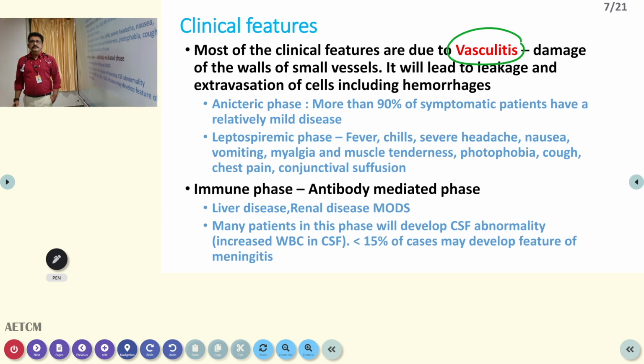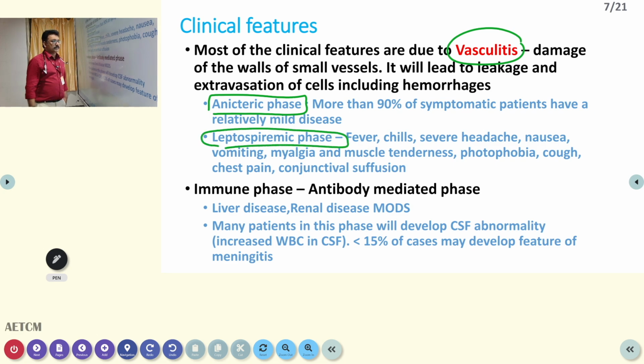So here also you can see there are two phases. Anicteric phase, that means there is no jaundice. That is the first phase of the disease. Most of the patients fall into that category, and 90% of these patients will recover without any problem. But the other phase is the leptospiremic phase or icteric phase. Icteric phase means the patient will have jaundice, where the liver is involved. Along with the liver, the patient will have renal failure, and can have myocarditis, pericarditis, and also encephalopathy. All these things can be there.